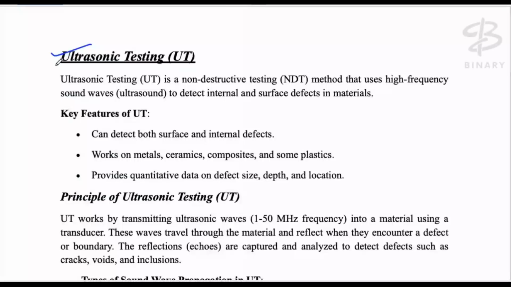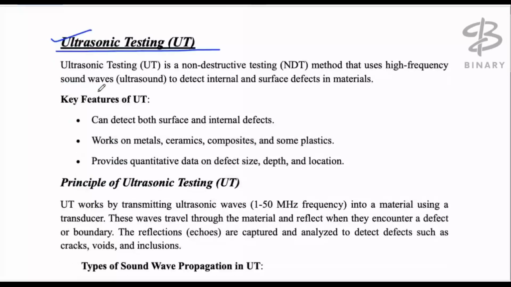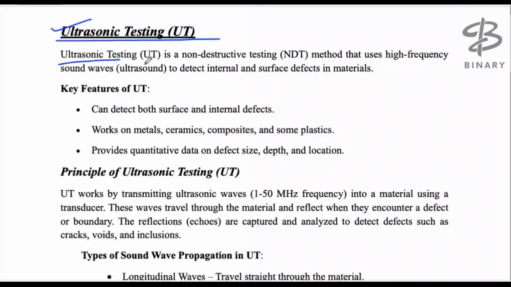So what is UT? Ultrasonic testing. You know what sonic, ultrasonic, and hypersonic are, right? Ultrasonic testing is a non-destructive NDT method that uses high frequency sound waves, ultrasound, to detect internal and surface defects in the material. Here, the basis is a frequency and wavelength that will work to find the defects.